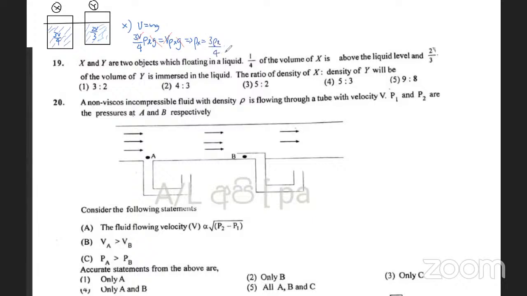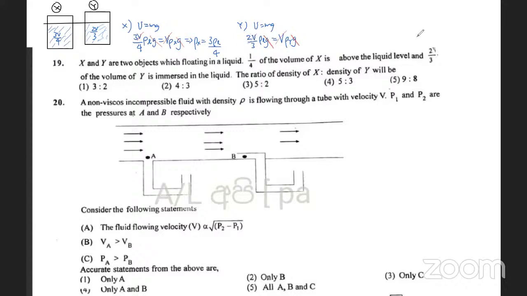I think this is very simple. We'll quickly finish it off. Then if I apply the equation for Y, again upthrust is equal to weight. For upthrust, we have to put 2V by 3, that is submerged volume, into density of the liquid into g, equal to, for mass, you have to put total volume, density of the object into g. So once again, we can get rid of g and we can get rid of V.